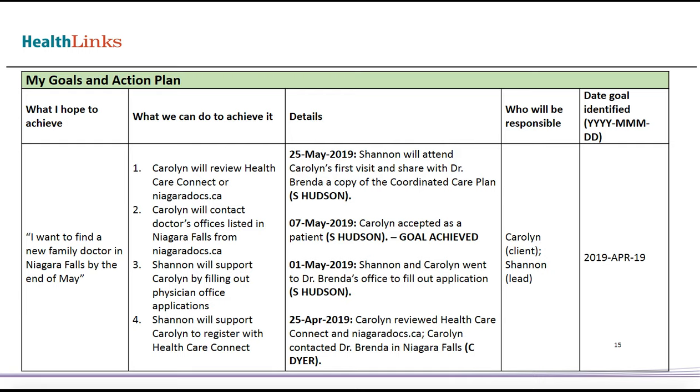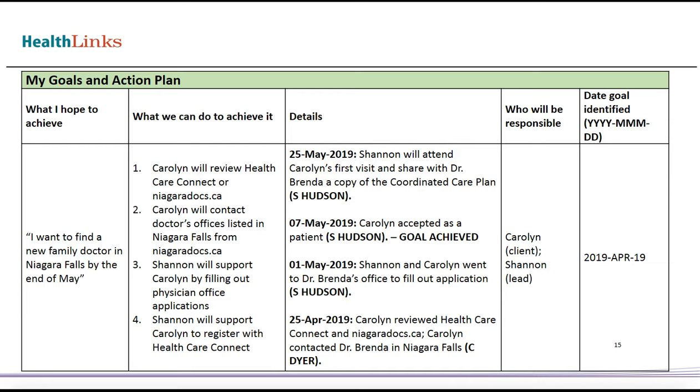So then we go on to the next section that states, what can we do to actually achieve that goal? For example, we have Carolyn here as the patient. Carolyn will review Healthcare Connect or other documents as well. The patient, client, or Carolyn will contact the doctor's offices listed in Niagara Falls from niagaradocs.ca. Shannon will support Carolyn by filling out the physician office applications. Shannon will support Carolyn to register with Healthcare Connect. So this is again her lead that is taking that role and helping Carolyn with whatever her goals may be.